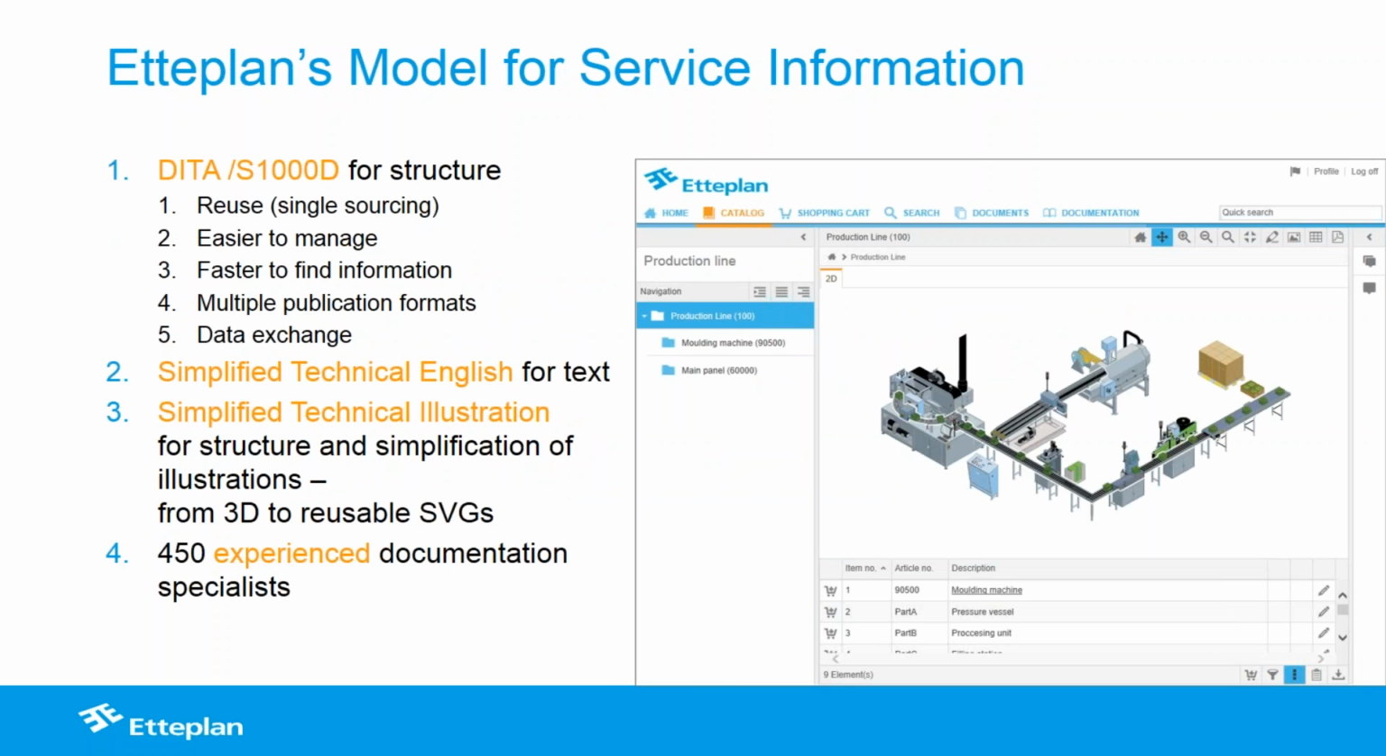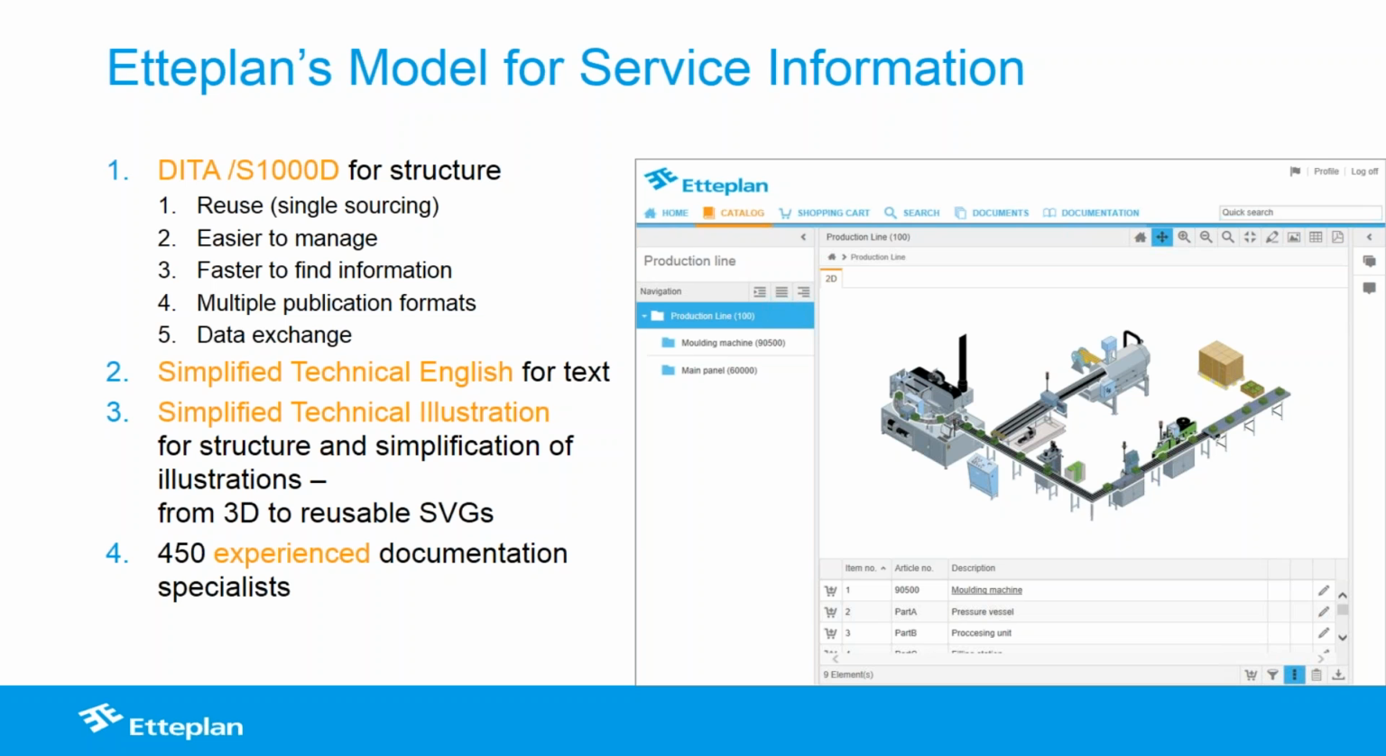This is the model that we have been using as Etherplant for the last couple of decades, I would say. And this is how we work on a day-to-day basis. And it's the four key principles to technical documentation or technical content, however you want to call it. So for structure, we use a universal method, which could be DITA or S1000D, but there are other methods out there as well. But these two are probably the most known. DITA for most industries, S1000D if you're aerospace and defense, that is more known there, and it allows for information to be structured, to be reused. XML really is the code here to provide for single sourcing data exchange.